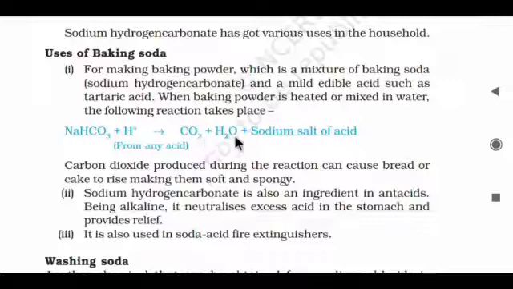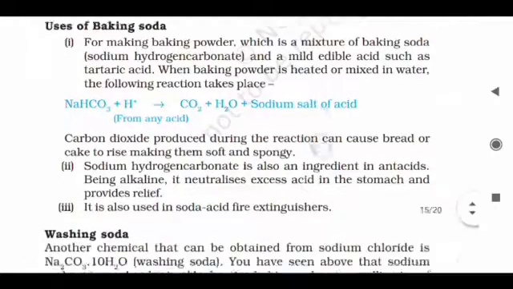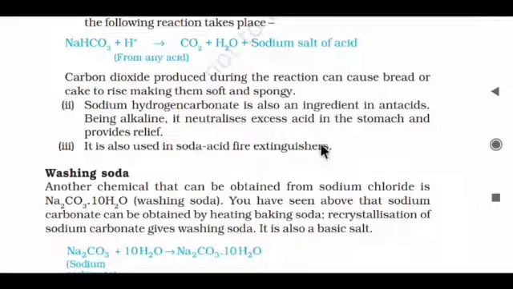CO2 plus H2O gives you the sodium salt of the acid. Whatever acid you use here, you will find the sodium salt of that acid. Suppose you are taking HCl, then the sodium salt of the acid will be NaCl, sodium chloride, which is the salt of sodium. Carbon dioxide produced during the reaction can make bread or cake rise, making them soft and spongy. In the formation of cake or bread, you may use baking soda. Why? Because of this reaction only, and many pores appear on the cake surface because carbon dioxide is released.